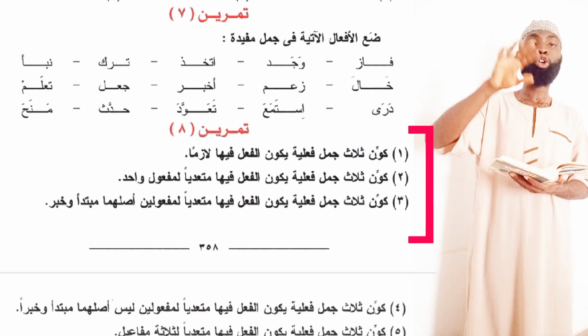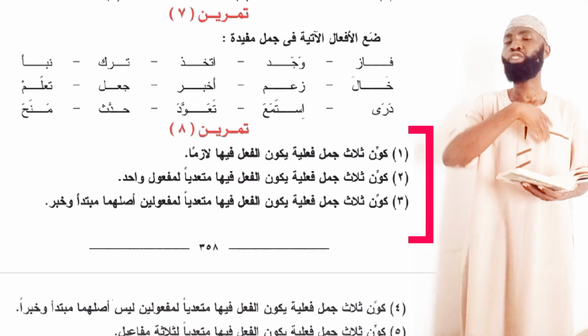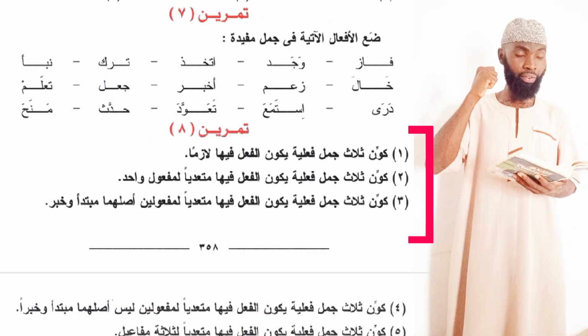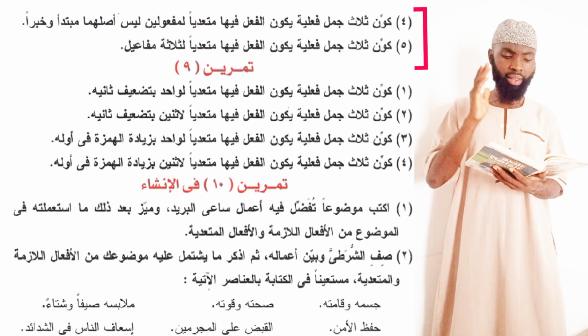And these objects originally should be mubtada and khabar. We have taught all this. Look previous to the previous video and watch it. Number 4, kawwin thalatha jumalin. Form 3 sentences, verbal, and make the verb there to be the type of verb that extends its action to 2 objects, and these 2 objects originally should not be mubtada and khabar.